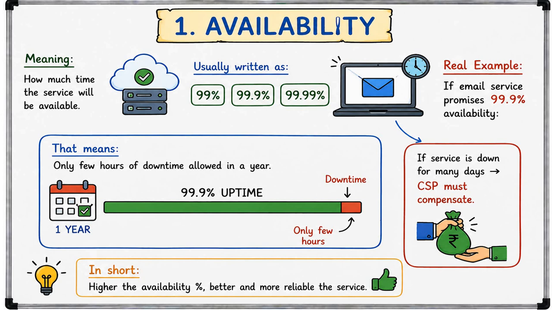So availability is important because it ensures continuous service access. It builds trust, helps customers choose reliable providers, and holds the CSP accountable for downtime. So in short, you can say the higher the availability percentage, the better and more reliable the service is.